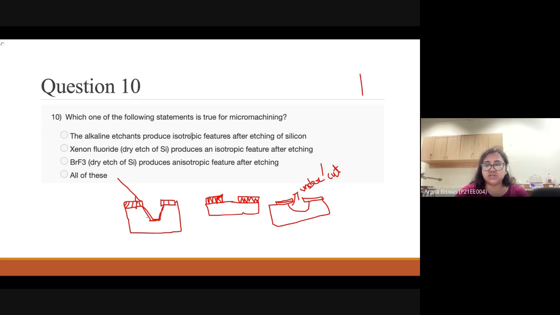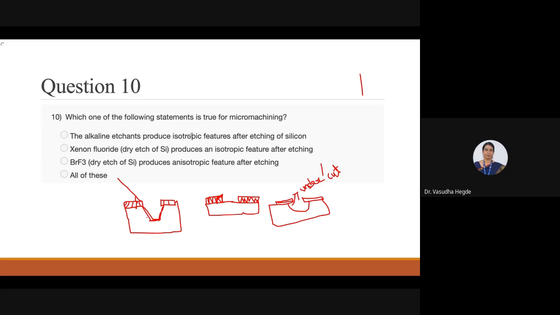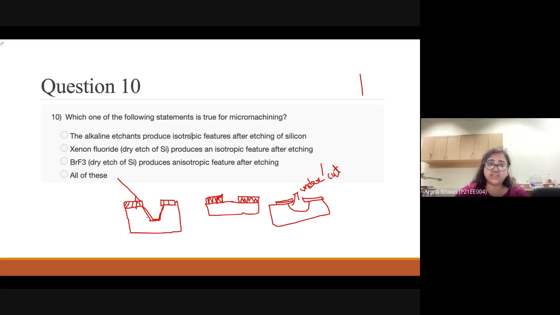It is discussed in the lecture. Which one produces the isotropic and which one produces the anisotropic? There are two types of agent, alkaline and acidic. I think it is acidic. Yes, acidic does the isotropic, so alkaline does the anisotropic. Okay, so this option is not right.